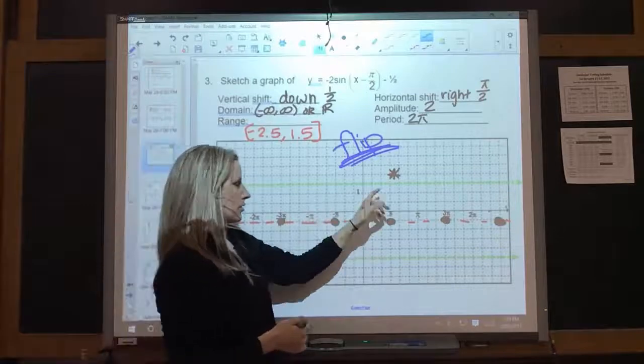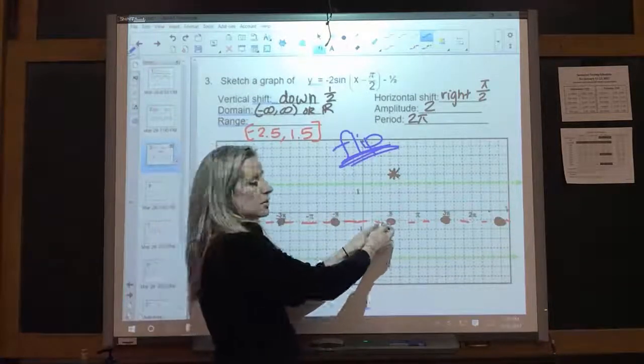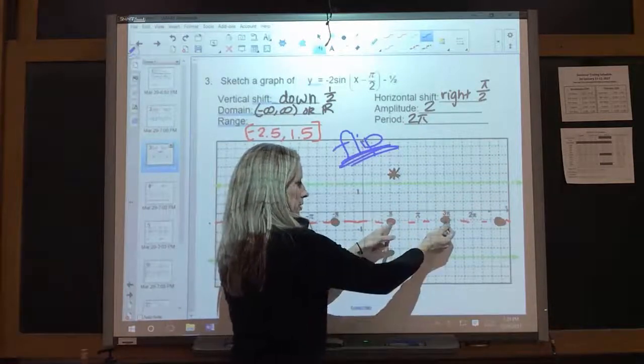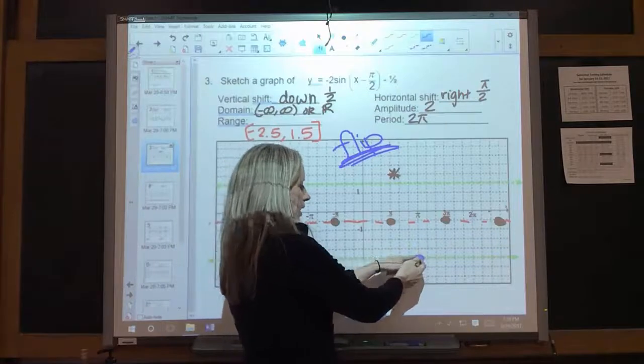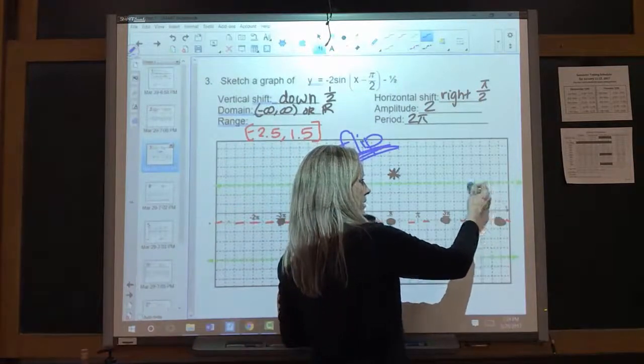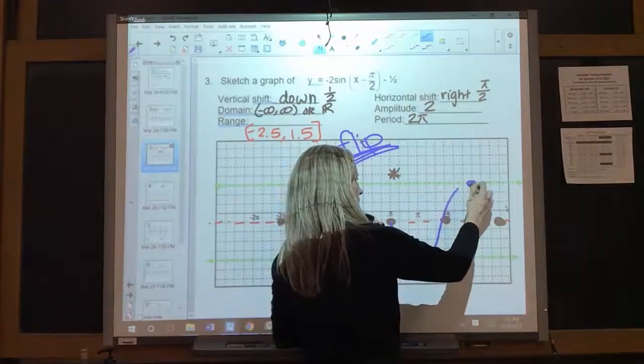Right, so normally you start in the middle and you go up. If you're going to flip it, you're going to start in the middle and go down to the bottom. So halfway in between these 2 points, I'm going to be at my minimum. Halfway in between the last 2 points, I'm going to be at my maximum. So now we have a full cycle.